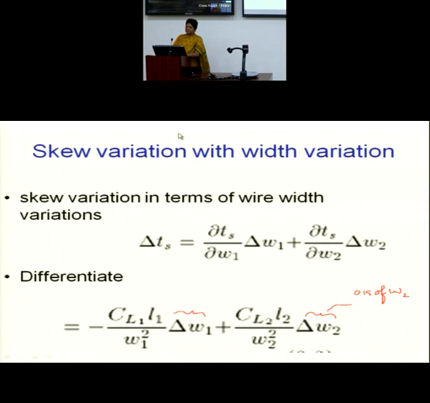When you substitute, this delta Ts becomes an expression in terms of CL1, L1 and W1, because you are differentiating with respect to W1. So it is W1 square and delta W1. This is the variation in Ts, delta Ts, that you get as a result of wire width changes happening because of process variations. Wire width changes may be happening because of delta W1. It can also be happening because of delta W2, both independently. So total things are adding up.